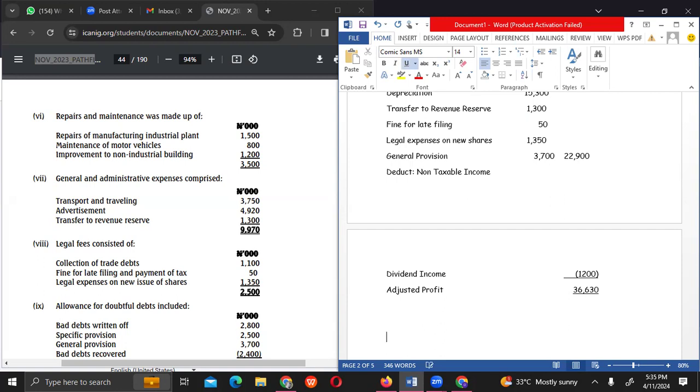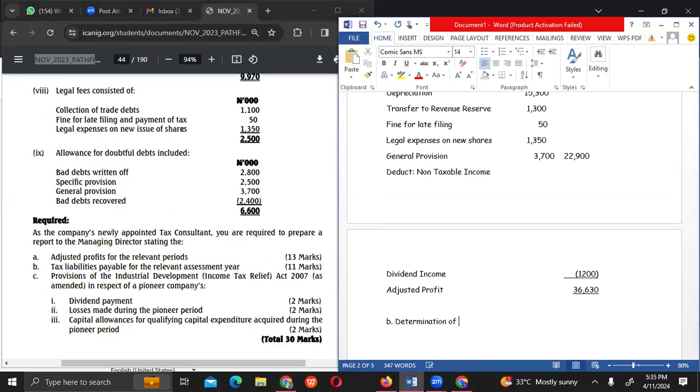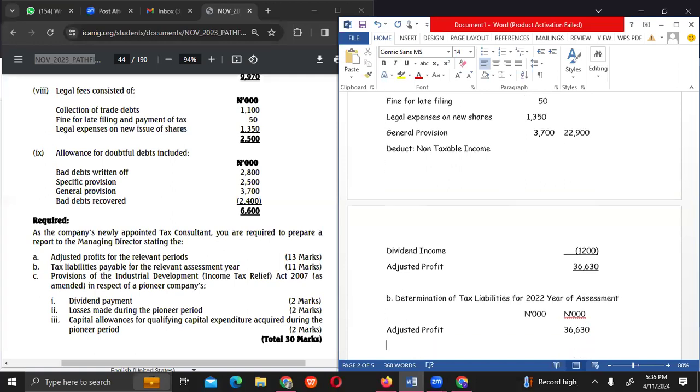So the B part now, tax determination, liability of tax liability for 2022 year of assessment, right? So we have adjusted profit. What do you have as that? 36,630.